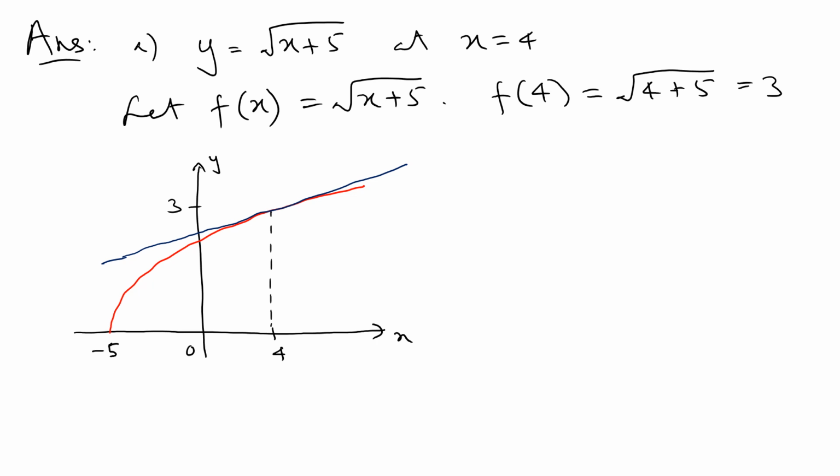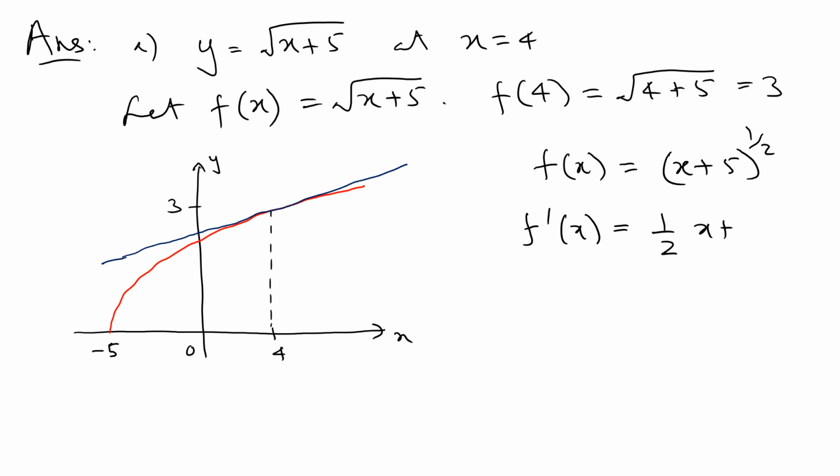We have f(x) equal to the square root, which we can write as (x + 5) to the 1/2 power. Using the chain rule, the derivative is 1/2 (x + 5) to the -1/2. The derivative of the inside function is 1, so we don't get anything extra. So we can write this as 1 over 2 times the square root of (x + 5).